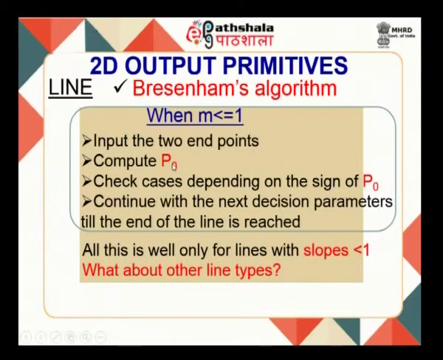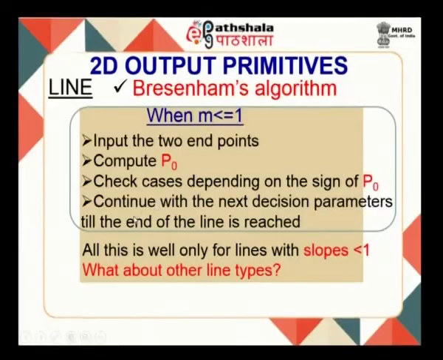The immediate next step is to compute P naught using the relation 2 del y minus del x, and check the cases depending on the sign of P naught. Now, if you are getting P naught to be negative or positive or maybe equal to 0, based on that we will be choosing what is the next y value. Continue with the next decision parameters till the end of the line is reached. So, that is how simple it is. We can use the equations in the previous cases that were mentioned, case 1 and case 2.